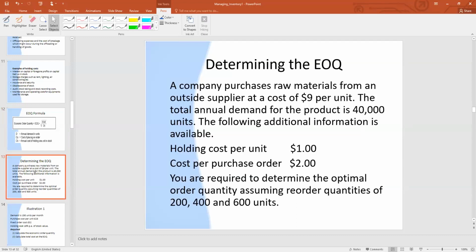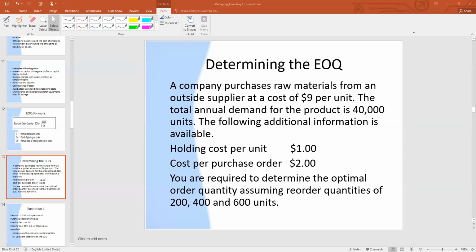We apply the model. Let's go through it, then we attempt it together. I'm assuming that you have gone through the question, so let's attempt it together. In this example, you're meant to assess how the company has the option of making its reorder at 200, at 400, and at 600. So the question is, between those 3 different reorder quantities, which one is going to be the optimal?